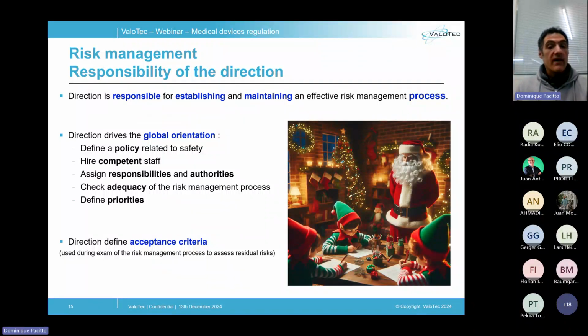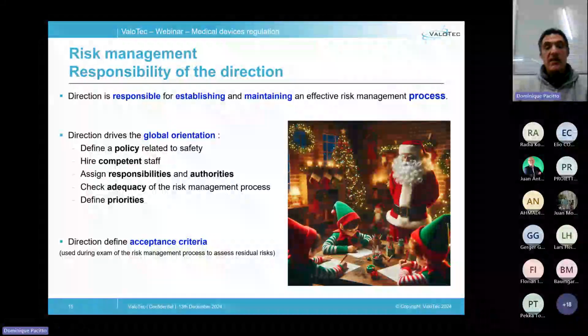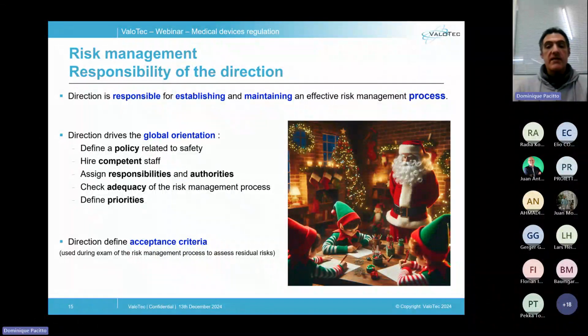Note also that it is required to evaluate the effectiveness of this process, and to do that, it is required to define acceptance criteria.